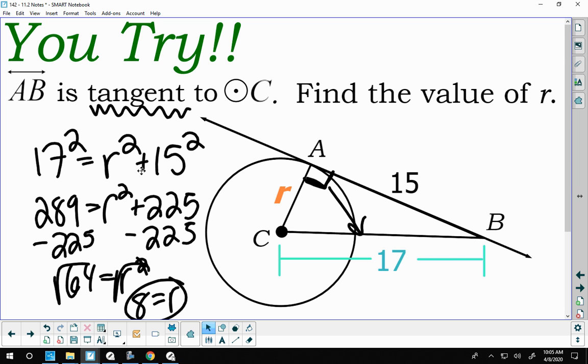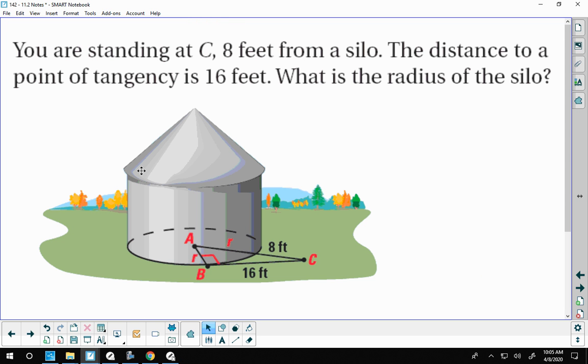Now, we're going to get into something a little bit harder here. So you're standing at point C, right here, 8 feet away from a silo. So right here is 8 feet. The distance to a point of tangency, so from you to this point of tangency, is 16 feet. What is the radius of the silo?